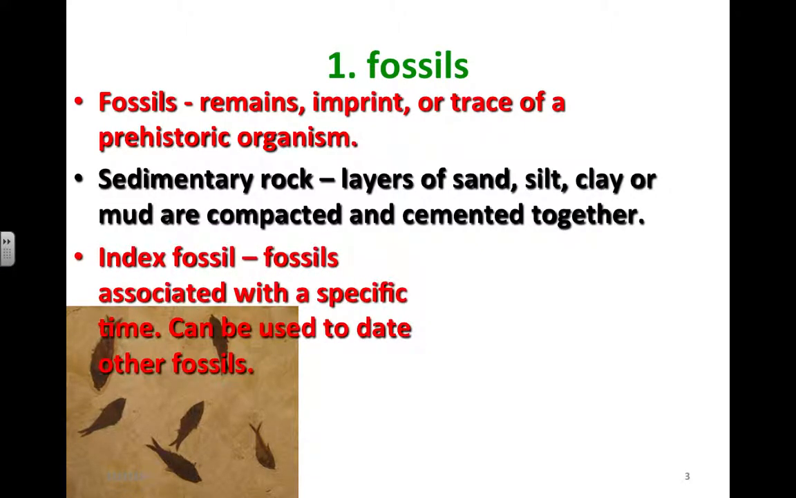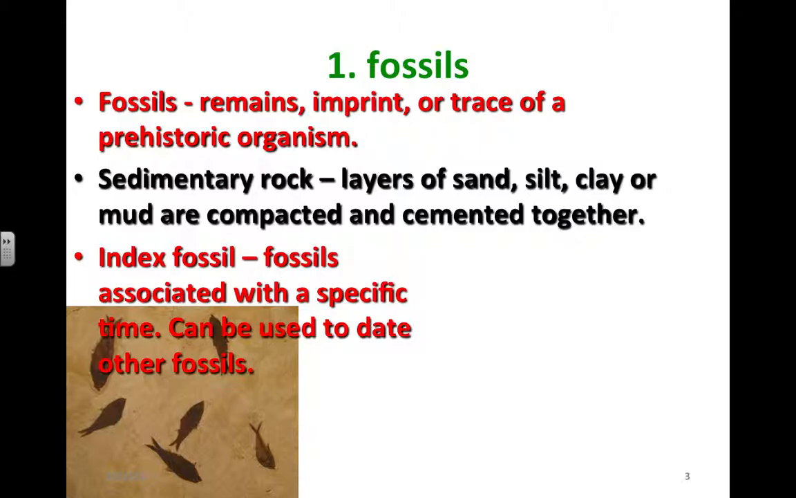And then the definition of an index fossil, and this is something you're going to need to know for the upcoming activity. These are fossils that are associated with a specific time period. They can be used to date other fossils. For example, if you had the bone of a fossil that was 60 million years old, and that fossil was typically only found 60 million years ago, 62 million years ago, 63 million years ago, so that fossil is associated with a specific time period. In this example, it would be about 62 million years ago.